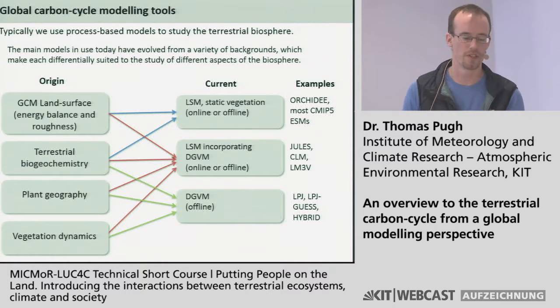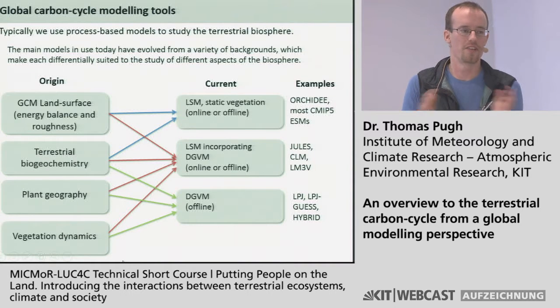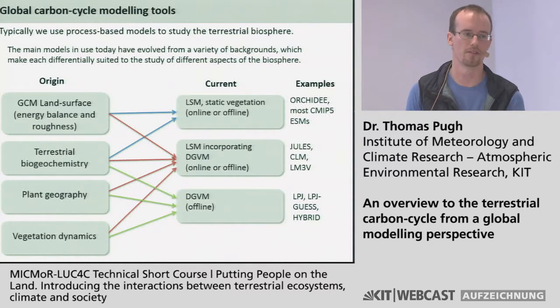So the models that we use today have evolved from a variety of different backgrounds. On the left side here, I go through some of them. So we have the GCM land surface models, which have been put together to give the boundary between the atmosphere and the land surface for global circulation simulations. And this is really focusing on the surface energy balance and the surface roughness. Then we have the terrestrial biogeochemistry models, really looking at the exchanges of the trace gases, particularly CO2, with the surface and the atmosphere.